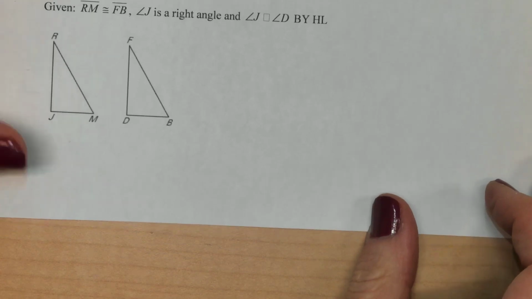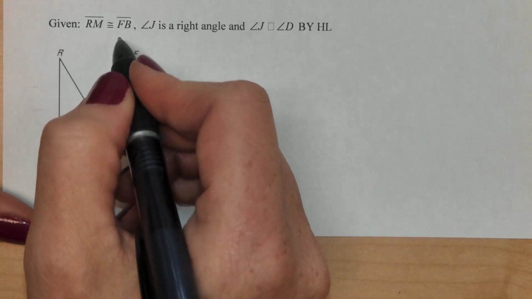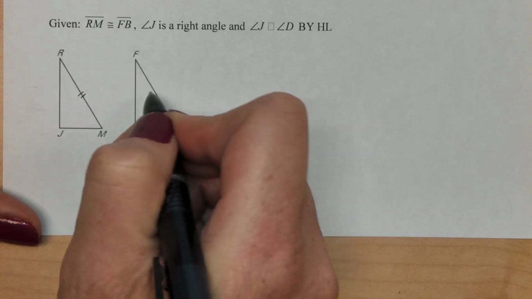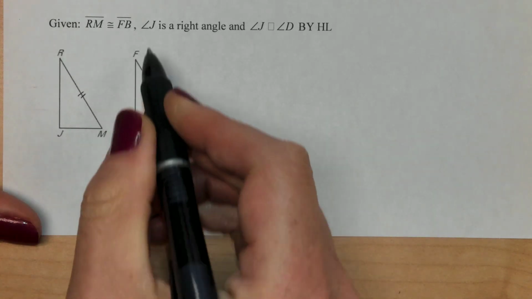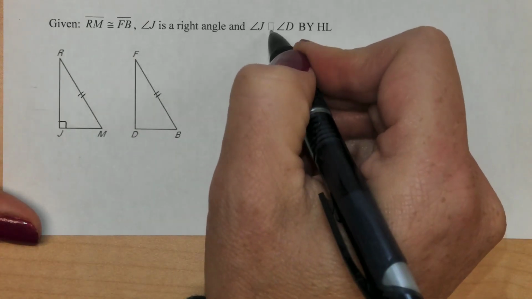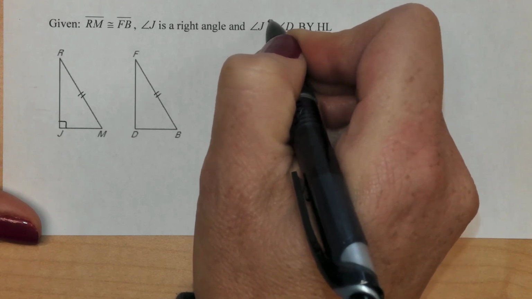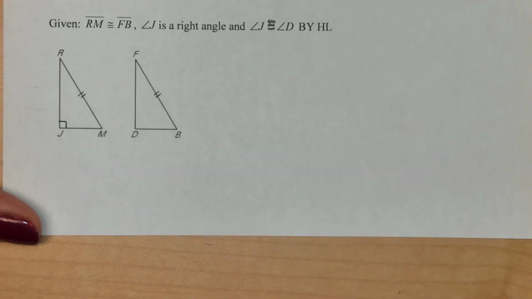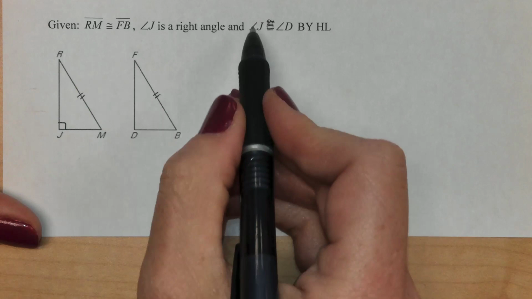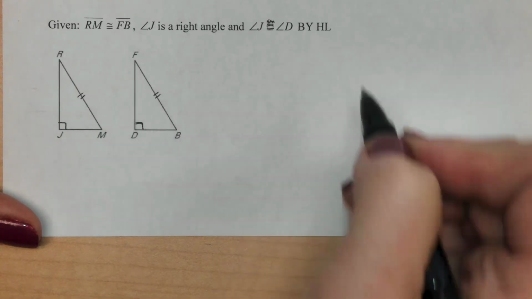So one more like that, I'm going to give you some information to start with. RM is congruent to FB, so RM is right here, FB is right there. Angle J is a right angle, that's nice. And then, I don't know if yours has a box on it, but that's supposed to be an equal sign, but I don't know why it replaced it with a box. J is a right angle, and then it says J and D are equal, so that means D's got to be a right angle. And we want to be congruent by HL.